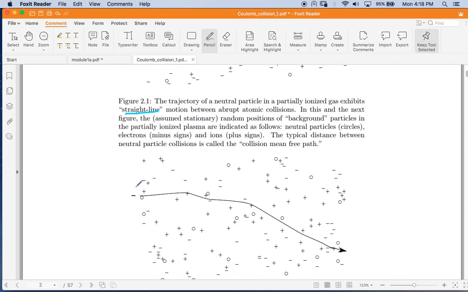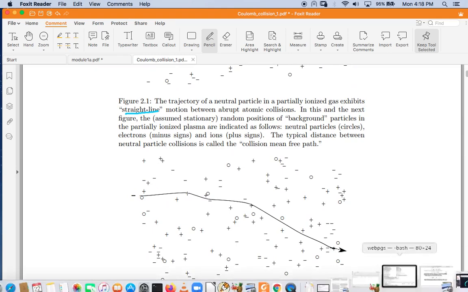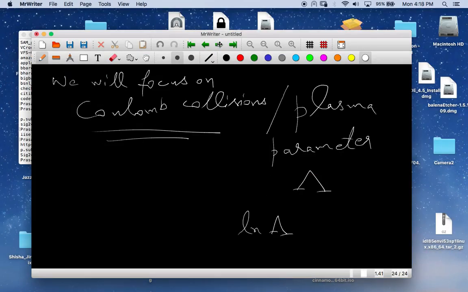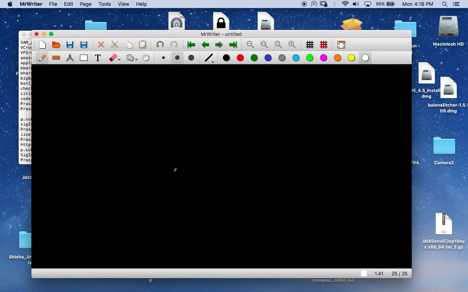By contrast, consider Coulomb collisions in this kind of a plasma. Now, mind you, Coulomb collisions are also large angle collisions. Make no mistake about it. If you've got a positive charge sitting here and a negative charge zipping by, it will not continue its straight line trajectory. By virtue of the attraction, it will also be deflected, and it will be deflected by a relatively large angle.